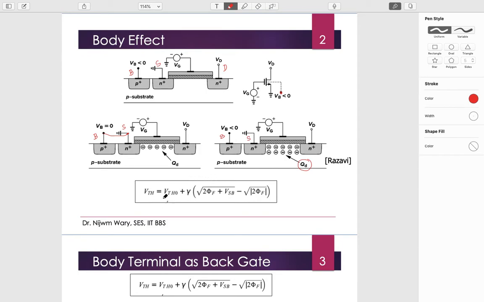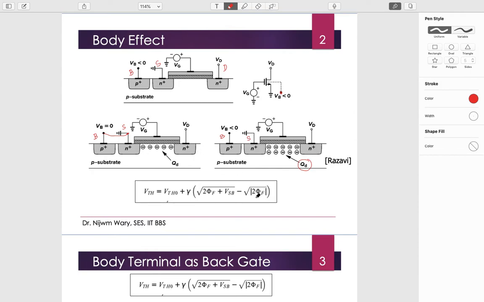It can be shown that the threshold voltage can be written like this: VTH equals VT0 plus gamma, times this value. Again, this phi f comes from the definition of whatever we have discussed, the formula derived last time.